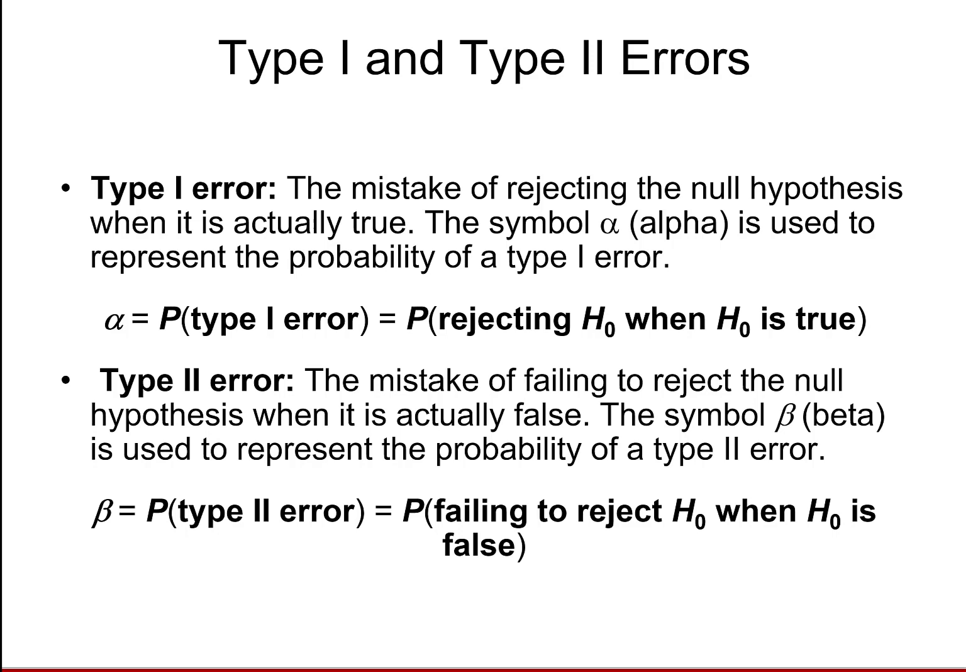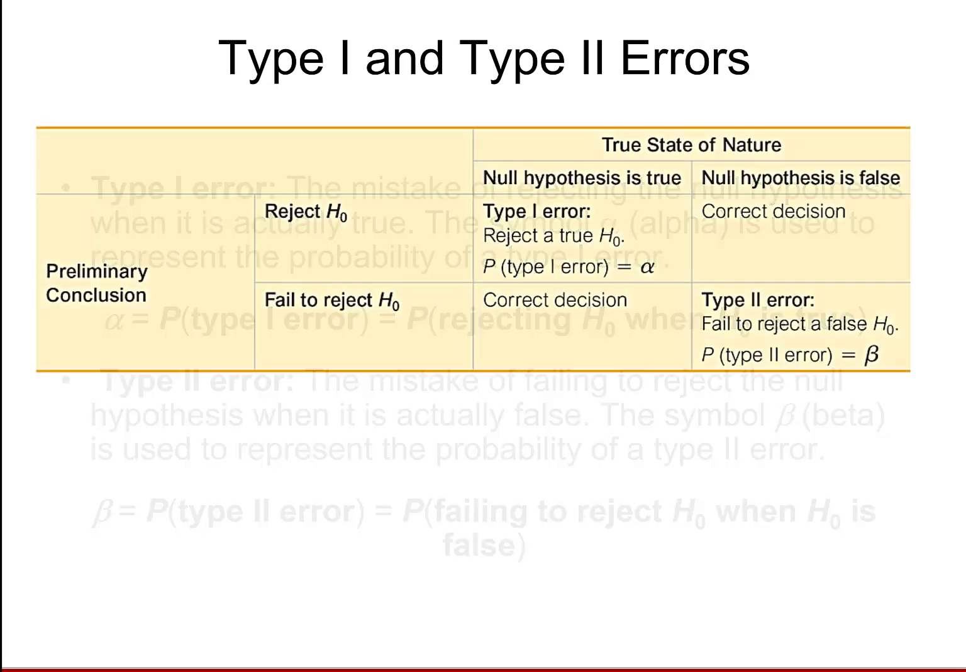And finally, we can make mistakes when we do a hypothesis test. A type 1 error is the mistake of rejecting the null when it's actually true. And this is actually the alpha level or the significance level that we use on a test. The type 2 error is the mistake of failing to reject the null when in fact it's actually false. And we use the symbol beta to represent the probability of a type 2 error.